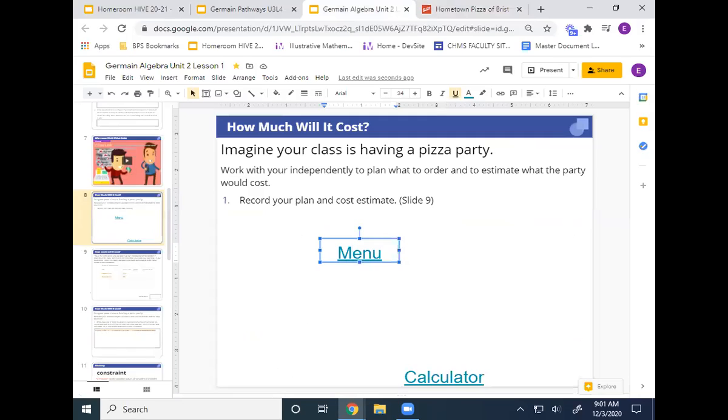You're going through and planning a pizza party for our class, but you're not just picking willy-nilly what you want. We need to be strategic in the way that we're planning this. I also put in a calculator here for you so that you can more easily get your cost all totaled, okay?